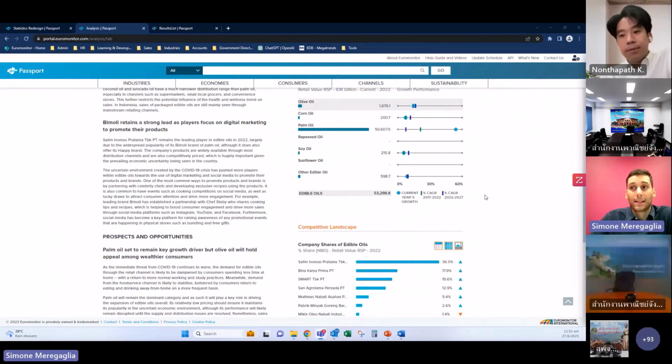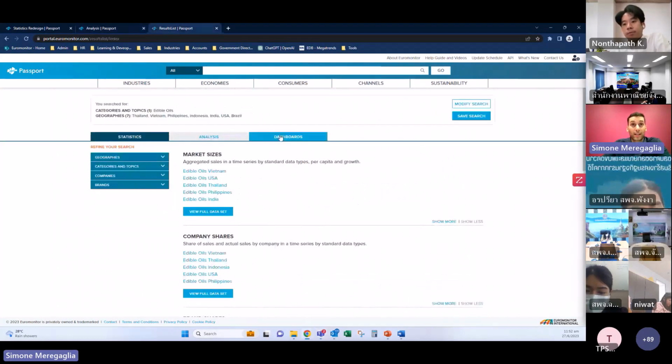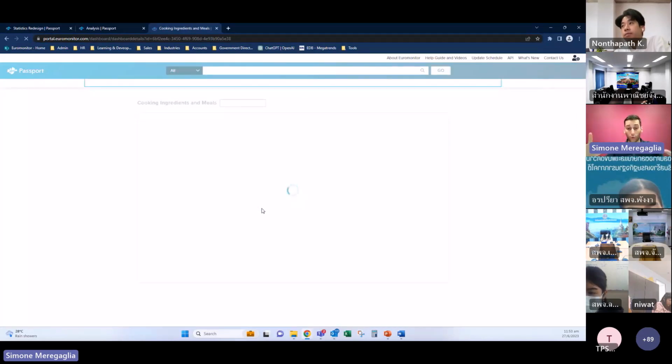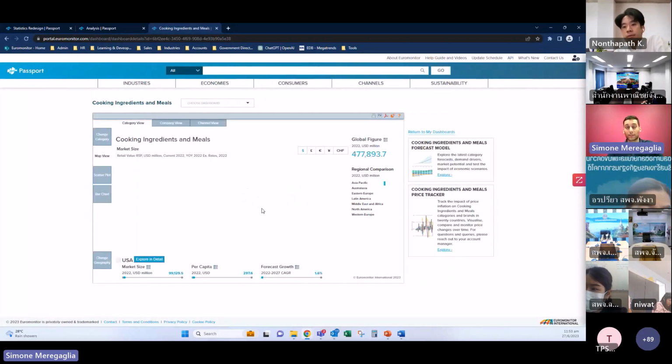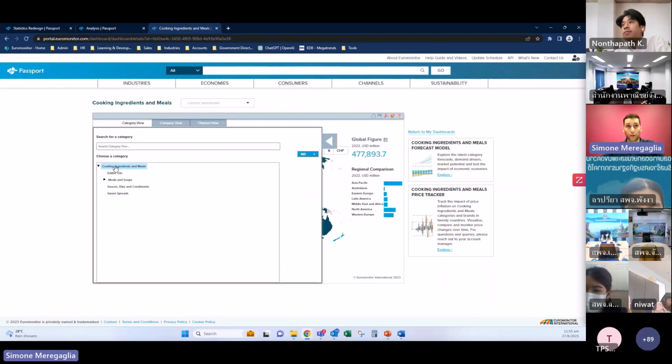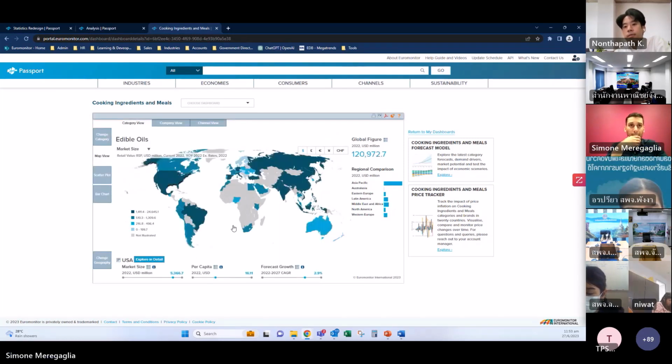Yeah, and then lastly, I want to show you also the other pillar, which is dashboards. So dashboards is something that is really useful to have a zoom out overview of the market in the whole world, or at least in all the countries that TPSO subscribes to. So if I click on change category, I don't want the whole macro category cooking ingredients, but I want specifically edible oils, and then I click go. I have an overview of the market sizes in the whole world, where the darker the blue, the higher the market size, and the lighter the blue, the lower the market size of edible oils in those countries.